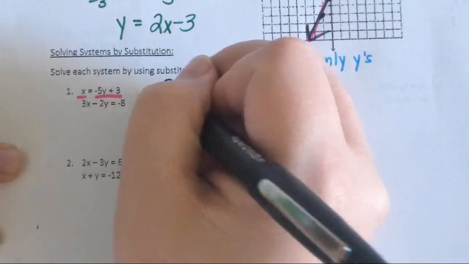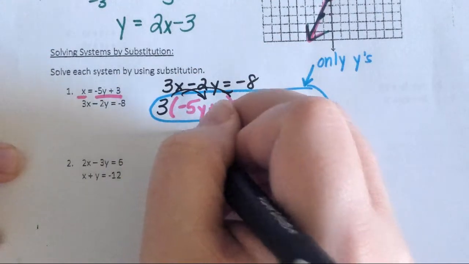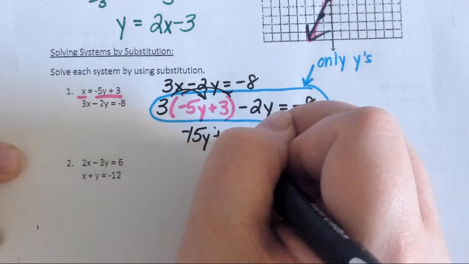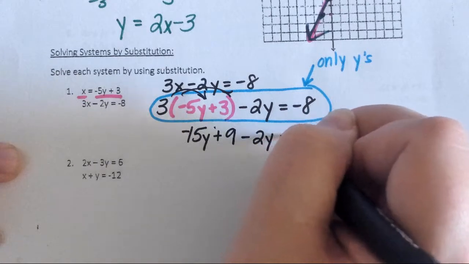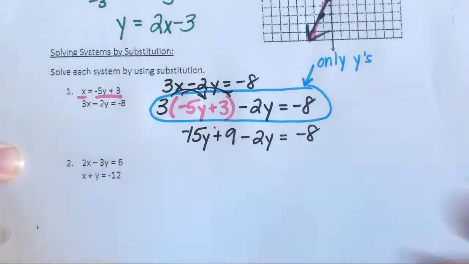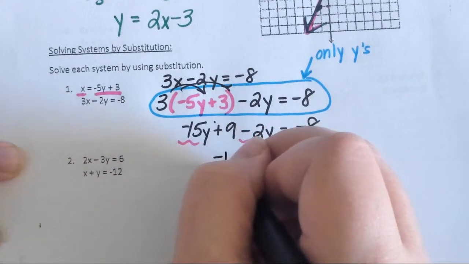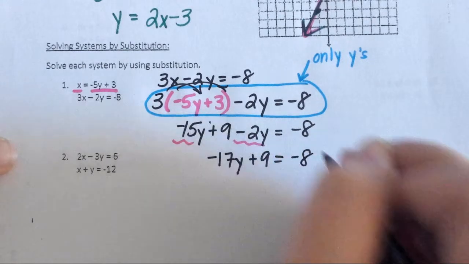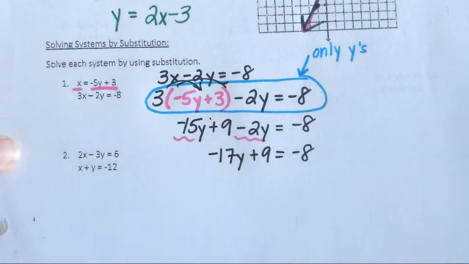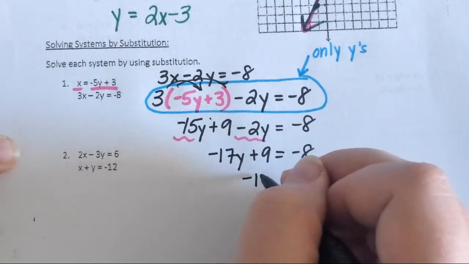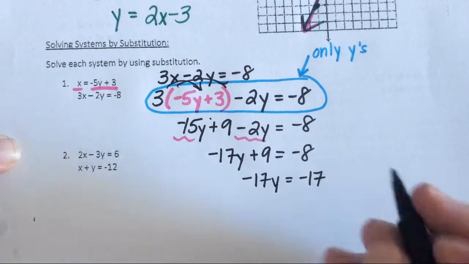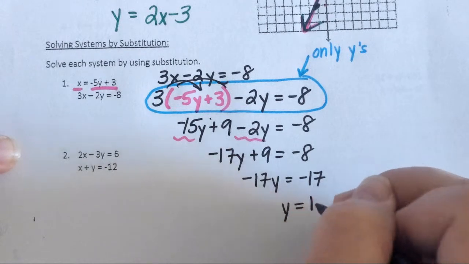You're that good. Okay, if we distribute, we get negative 15y plus 9 minus 2y equals negative 8. If we combine our like terms, we'll have negative 17y plus 9 equals negative 8. If we subtract 9 from both sides, we'll have negative 17y equals negative 17. And when we divide by negative 17, we end up getting y equals 1.